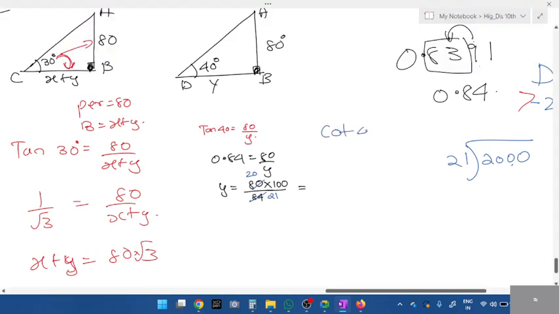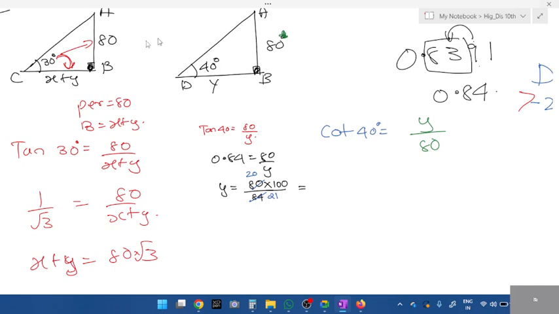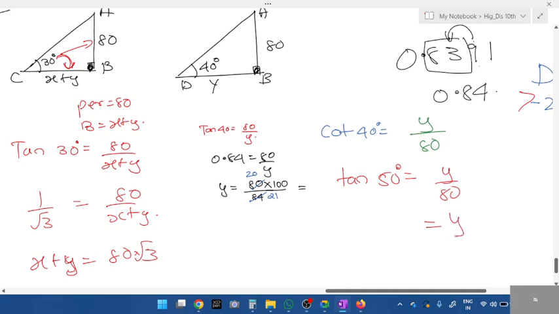What is cot 40? Formula for cot 40? Respond. All of you respond. Base by perpendicular. What is base? Base is Y. Perpendicular is 80. 80 not degrees, 80 centimeters. Okay, 80. Next, cot 40 doesn't have a formula. What is the reciprocal of cot 40? Tell me the direct value. It is tan of 90 minus 40, tan 50. Tan 50 is Y by 80. What is tan 50, students? Look at the value and tell me.